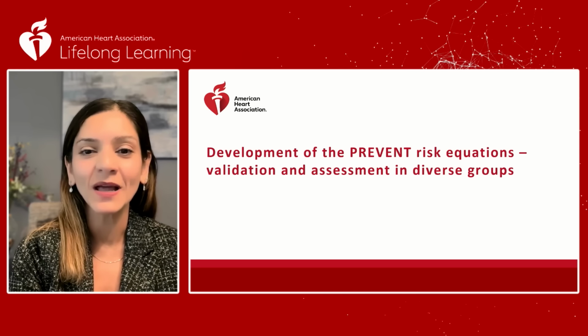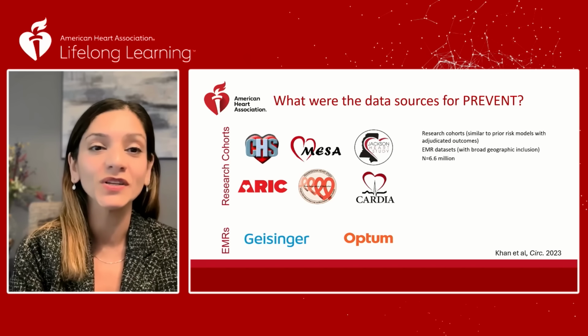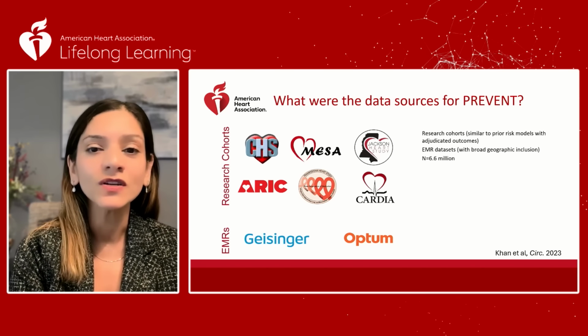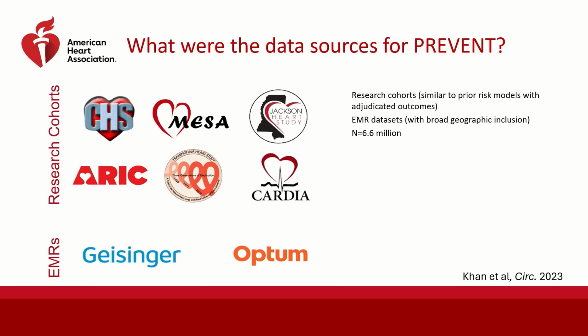You heard a little bit about how the PREVENT equations have now been endorsed in the high blood pressure guidelines, but where did they come from and what did we use to develop them? So the first question that we asked ourselves as we were setting about to develop the PREVENT equations was, what were the data sources that were available to us and would allow us to have a broad, diverse, and contemporary sample? You heard from Don that making sure that the sample represented the patients that we were seeing today in clinic was going to be really important. And so we broke it up into two categories.